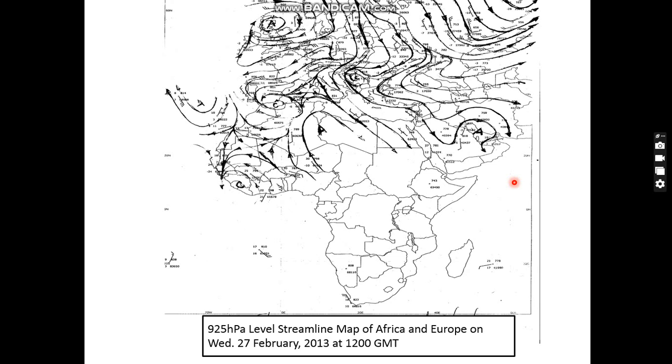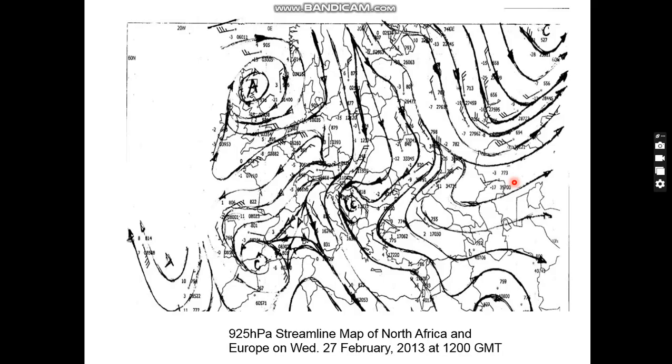This is the map of Africa and Europe, the streamline analyzed map of Africa and Europe for 925 hectopascal level on the 27th of February 2013 at 1200 GMT. As usual, this map is of low resolution, so we have cropped it. So I will begin first from North Africa and Europe, having it enhanced. And this is the enhanced map of Africa, North Africa and Europe.